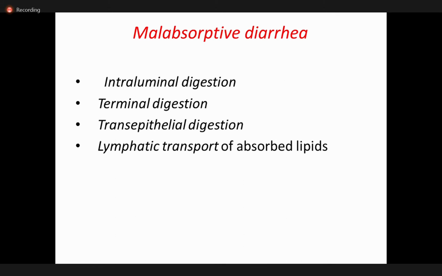In case of terminal digestion, it is the hydrolysis of carbohydrates, like I have just told you in lactose intolerance, where lactose is unable to be hydrolyzed into glucose and galactose due to the deficiency of the lactase enzyme. The hydrolysis of carbohydrates and peptides occurs in the brush border of the small intestine. If there is any defect in the digestion of these carbohydrates or peptides, this will lead to inefficient terminal digestion.